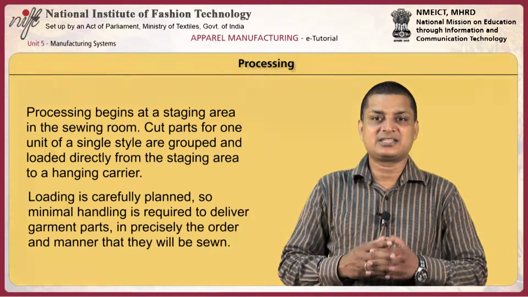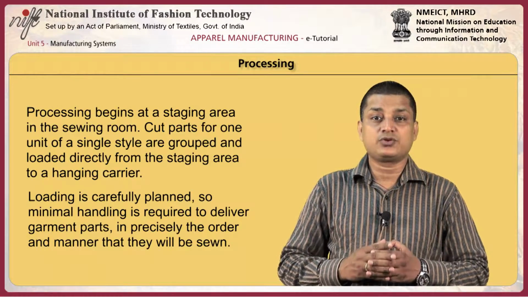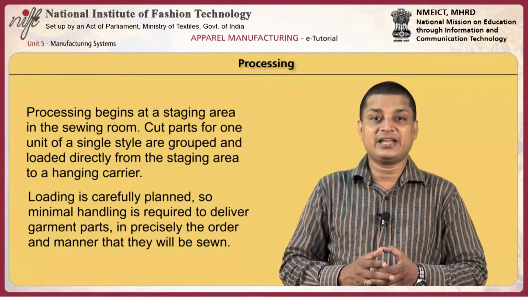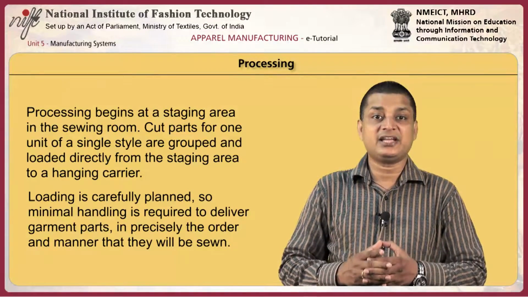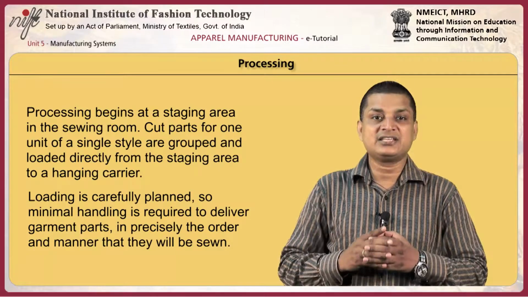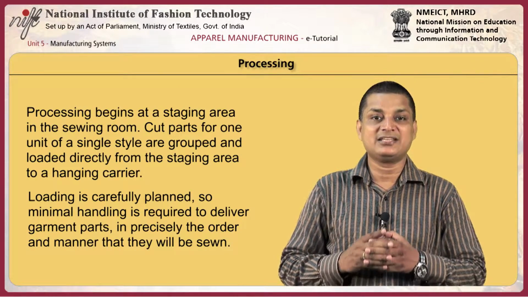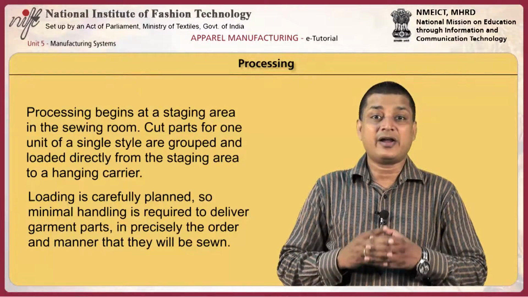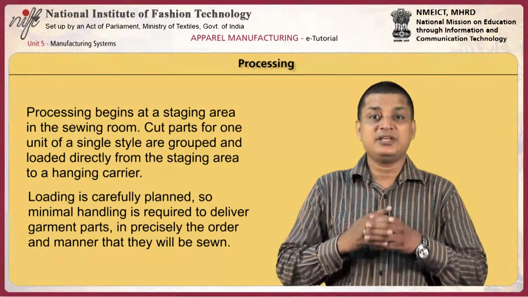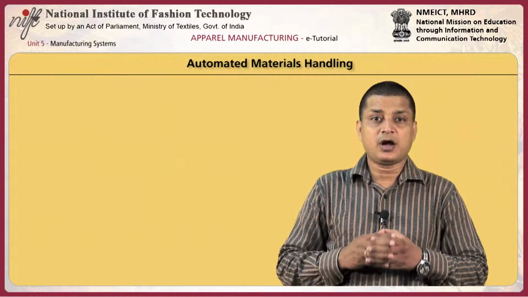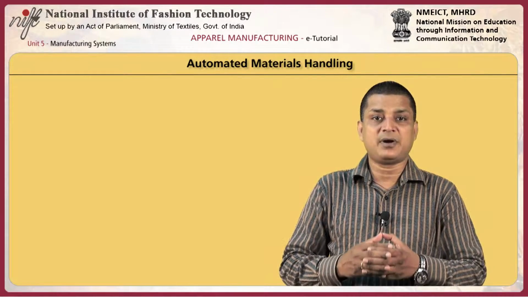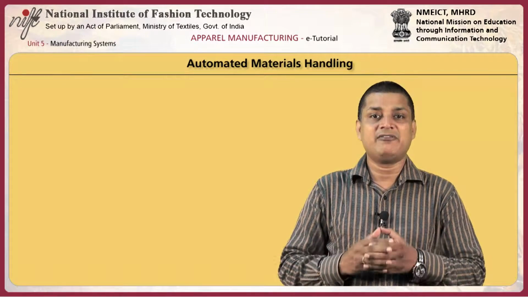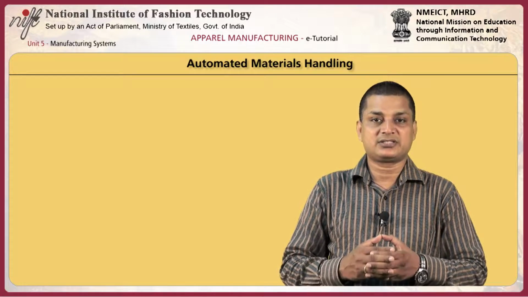Processing begins at a staging area in the sewing room. Cut parts for one unit of a single style are grouped and loaded directly from the staging area to a hanging carrier. Loading is carefully planned so minimal handling is required to deliver garment parts in precisely the order and manner that they will be sewn. When possible, operations are completed without removing the parts from the carrier. Varied sizes and types of hanging carriers are available for different types of products.